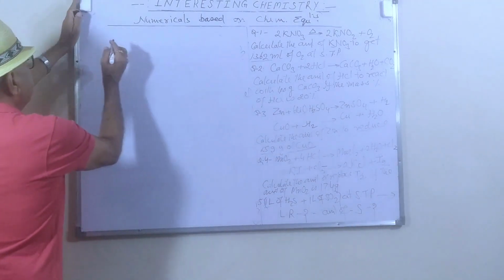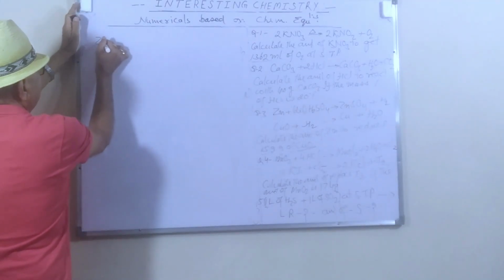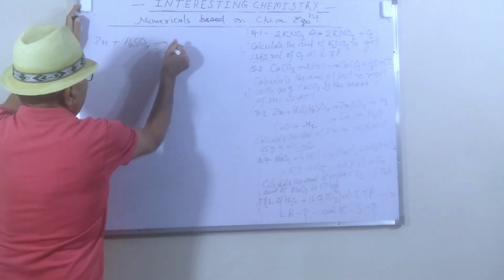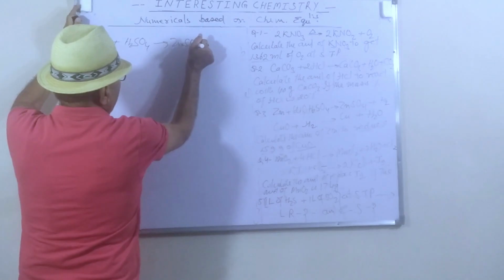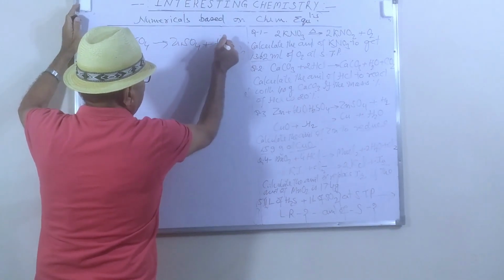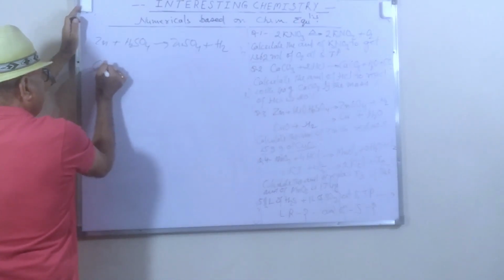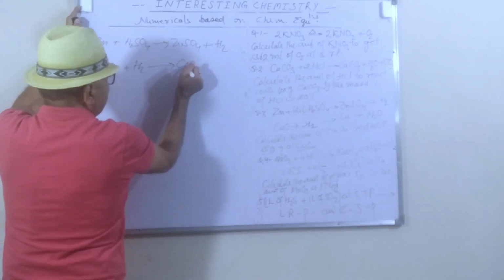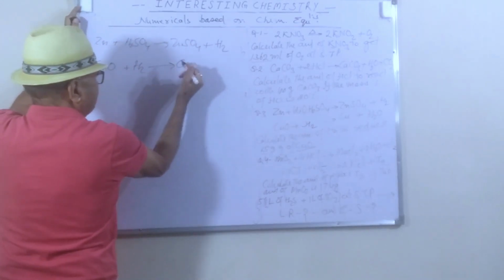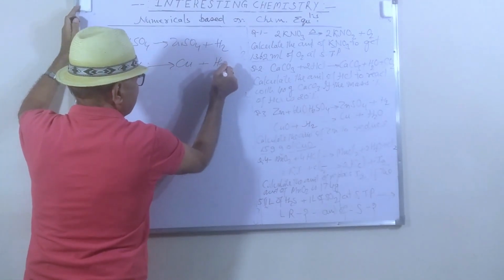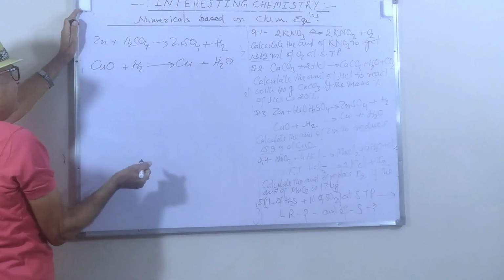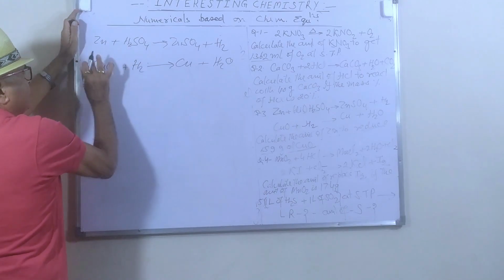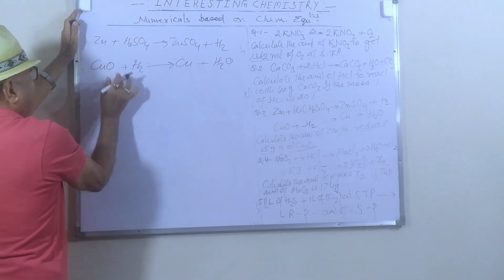So here you can write that Zn plus H2SO4 gives ZnSO4 plus H2. This is the reaction. And CuO plus H2 gives Cu plus H2O, CuO is reduced. Now the question is that this CuO is reduced. So first of all write the stoichiometry.